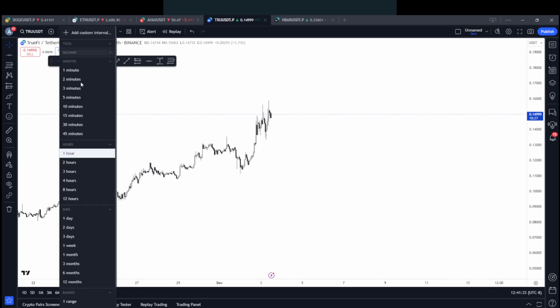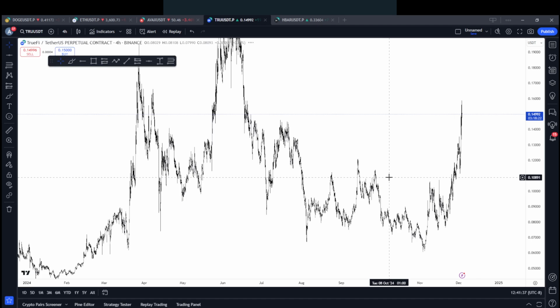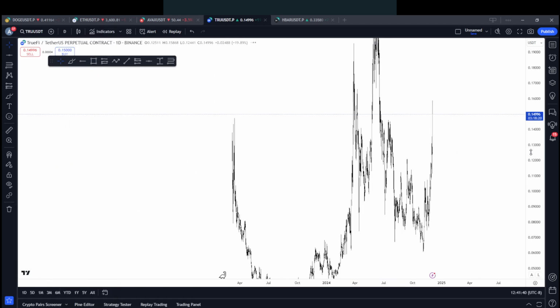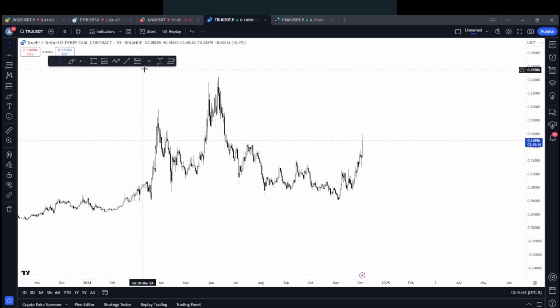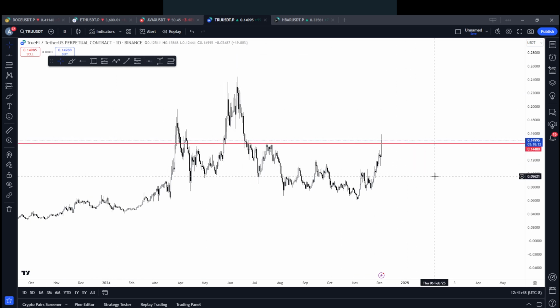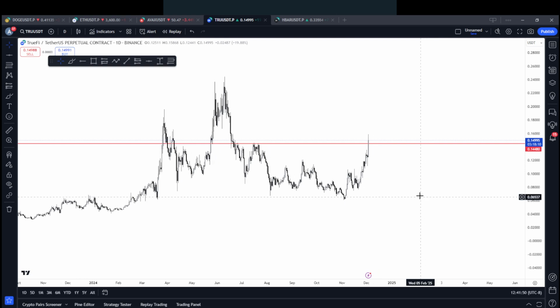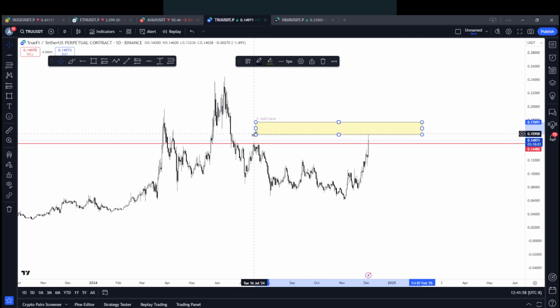I think this was pumping because it was RWA, right? So okay, it's above resistance. This is not an area where I would get in. Here is your fair value gap. It actually rejected from it.